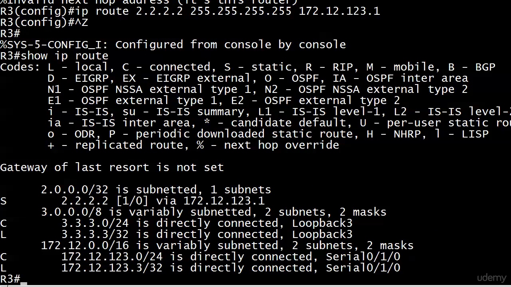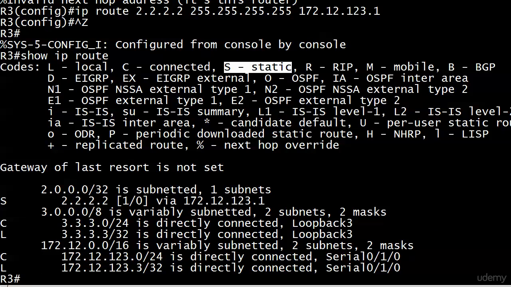And we have a new route right up there at the top, 2.2.2.2. And it's got a couple of numbers in brackets there that we haven't seen before. There's a 1 and a 0. We're going to come back to that. Right now, I'm just concerned about getting this connectivity set up. Notice that it has the letter S next to it. And as you would expect, that stands for static.